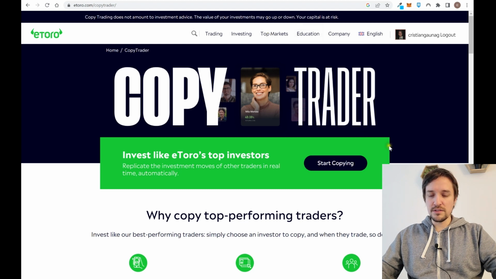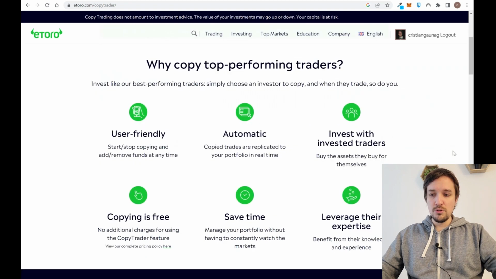So here we can understand how it works. With copy trader, you can invest like an eToro top investor in real time. This is useful because you don't have to wait for a notification and then go straight away to your computer to buy. It's all automatic. You set up your account, you copy someone else, and then everything else is automatic. Could be useful for you.